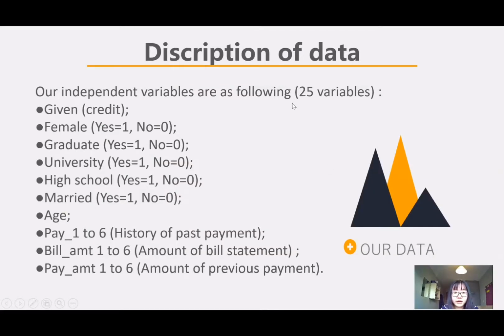These are the data we are using. There are 25 variables in total, and the first one is given credit, and the second one is female, which is a binary variable, and then education, marital status, age, and history of past payment. For example, how many months they have delayed in that particular month, and then amount of bill statement, and amount of previous payment.